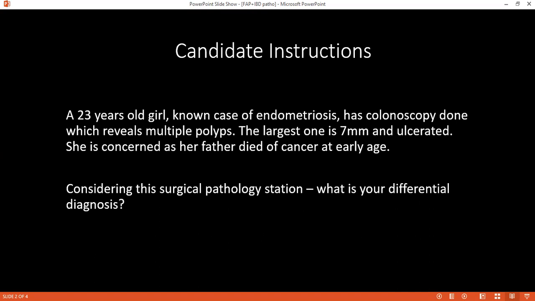You read that the patient has one ulcerated 7 millimeter polyp. Can you define the term ulcer? An ulcer is a breach in the continuity of an epithelial lining. Yes, good.